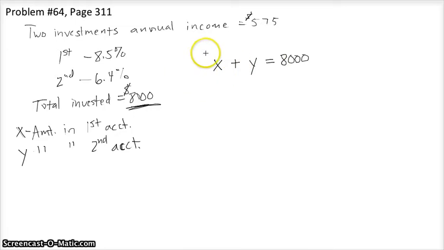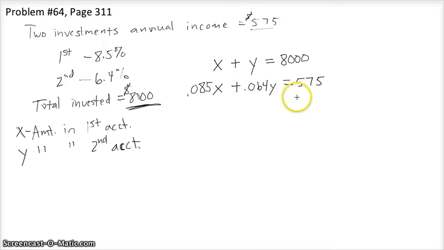My second equation has to be a result of the income that they earn, which is $575. So how do I write that? The amount they earn is a product of their interest. If I take 8.5%, which is 0.085, times how much I invest in that, I'll get the interest from that. If I do the exact same thing with the second one and add the two interests together, I'll get how much interest they make together.